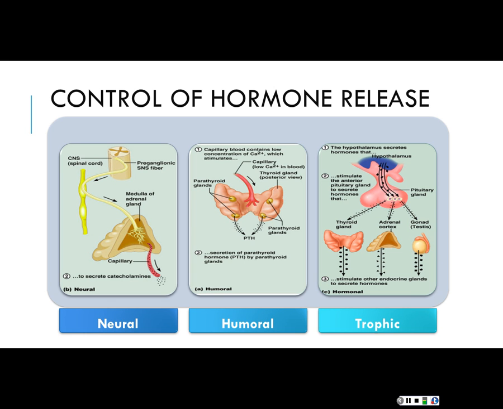Another example you're probably more familiar with, you just have not used the term humoral before, would be your blood glucose, your blood sugar. Sugar is not a neurotransmitter. Sugar is not a hormone, but it's circulated in the blood and monitored by which organ? Pancreas.